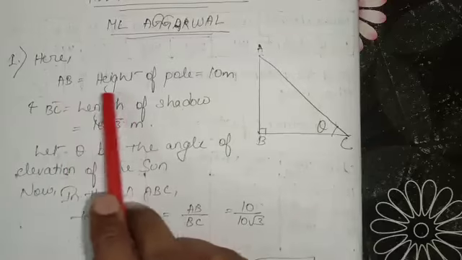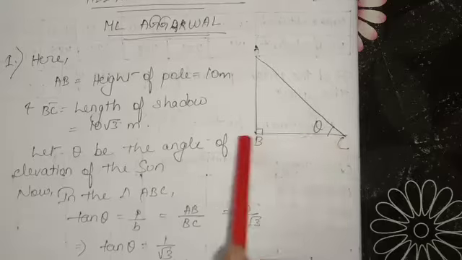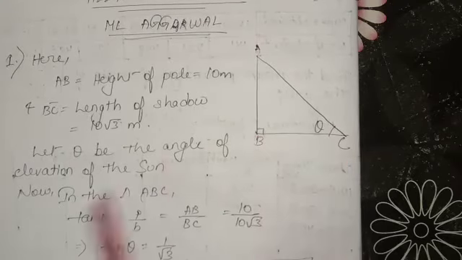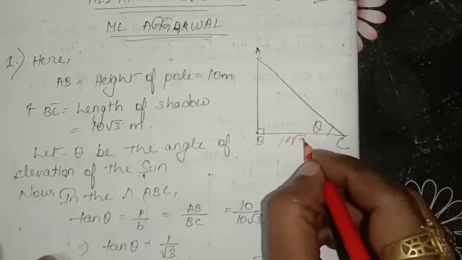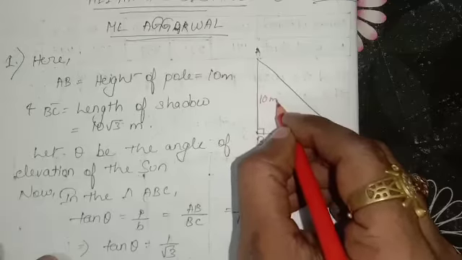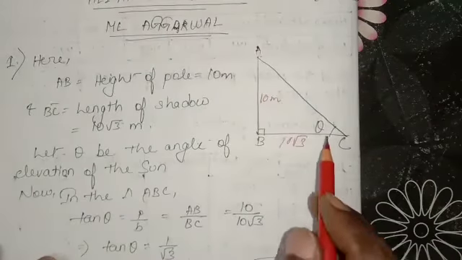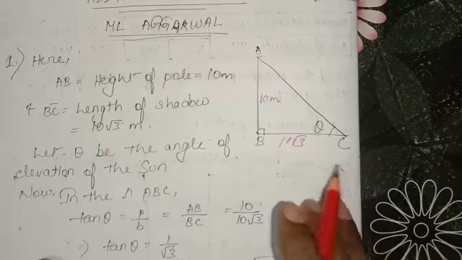Here AB is the height of the pole, that is 10 meter, given. BC is the length of the shadow, that is given as 10 root 3. Let theta be the angle of elevation of the sun.